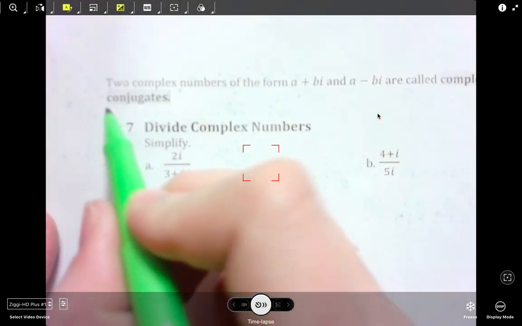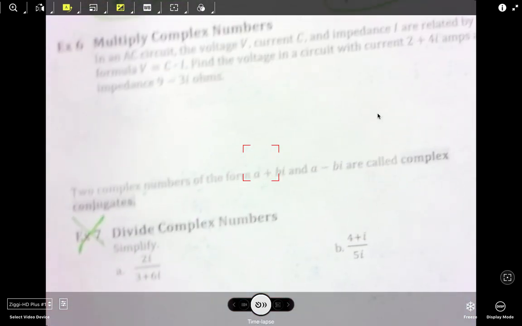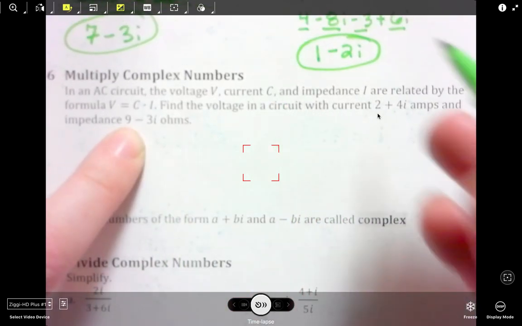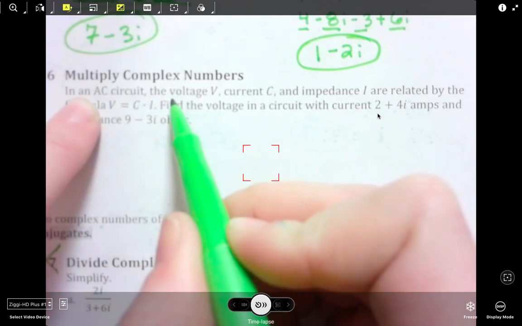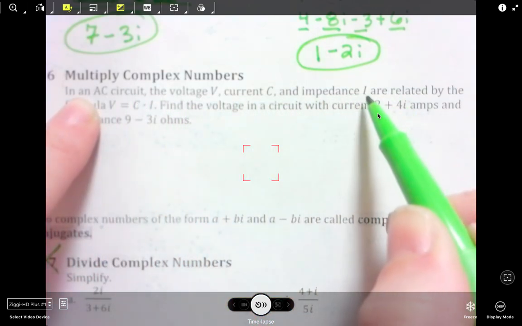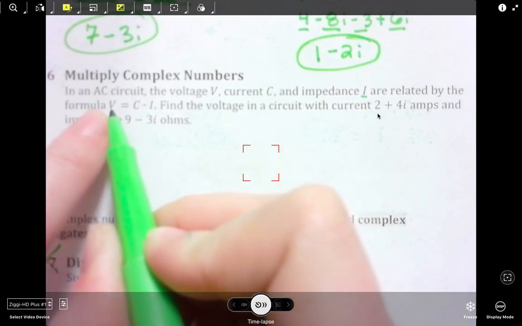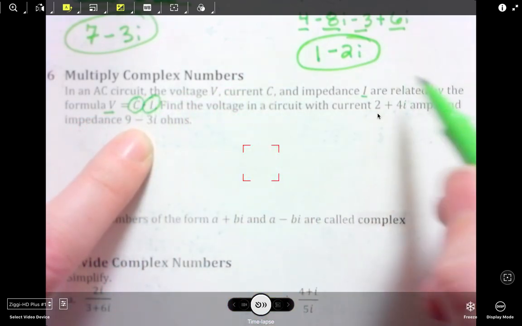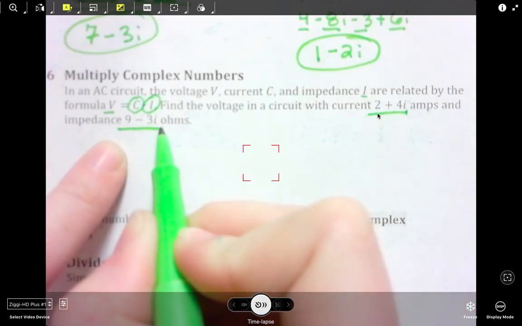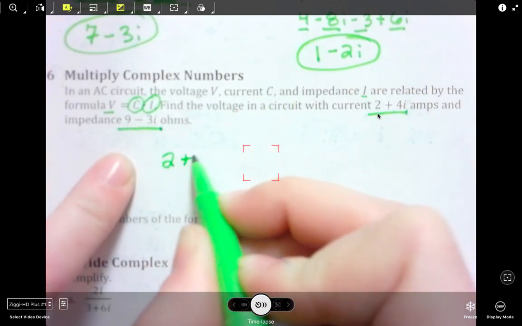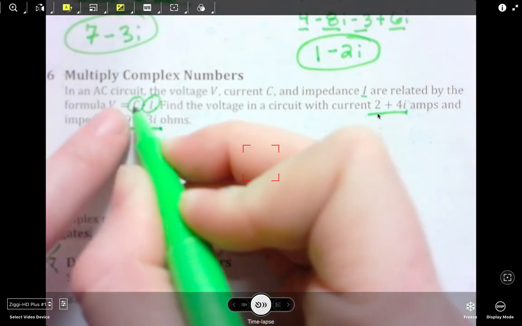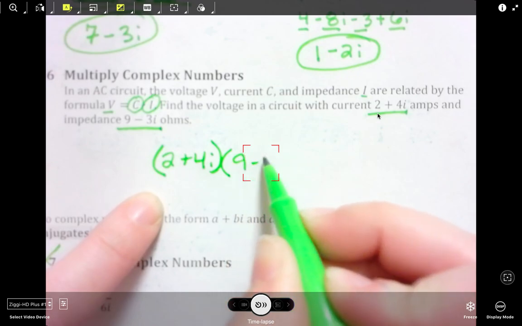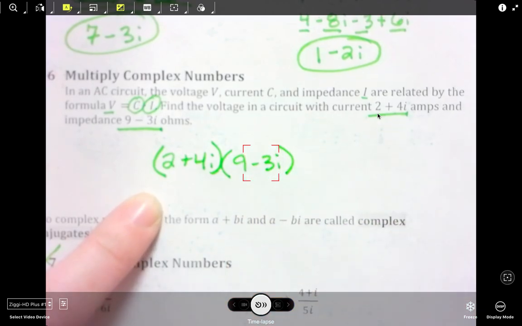And we're going to skip this part down here. We don't do example 7. You'll get to that next year. But multiplying complex numbers we are going to do. So, an AC circuit, the voltage V, current C, and impedance I are related by the formula. The voltage is equal to the current times the impedance. So this is the current, and this is the impedance, all right? 2 plus 4i, we're multiplying, because that's what it says, current times impedance. 2 plus 4i times 9 minus 3i. Okay, and we're multiplying those together.